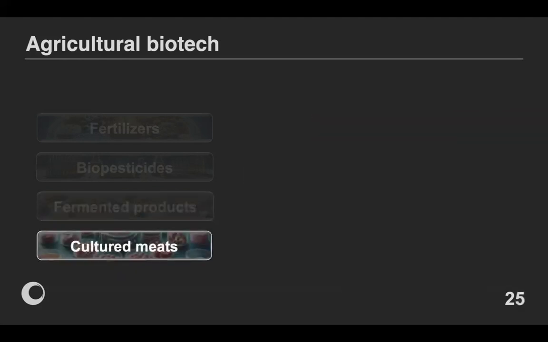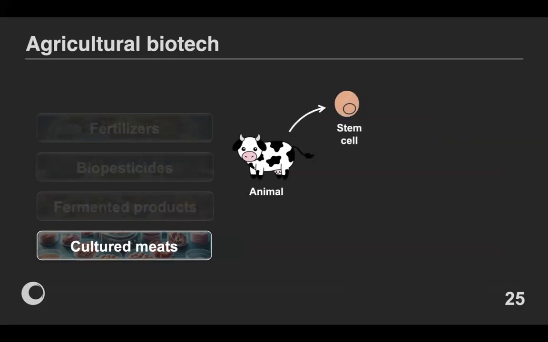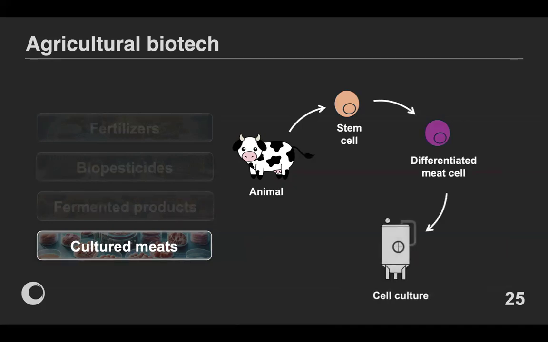And the fourth one I'm going to go into is the cultured meat industry, or lab-grown meat industry. The idea here is that you have some sort of animal that you extract some stem cells from. You can differentiate these stem cells into a particular meat cell, maybe a muscle cell for beef, for example. Then you can grow them up in large tanks or cell culture environments, and make enough that, with certain scaffolding, you can turn them into fully edible pieces of meat.